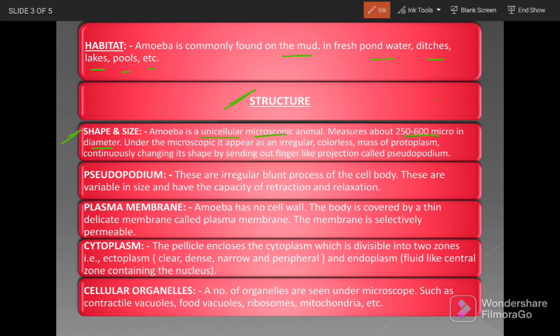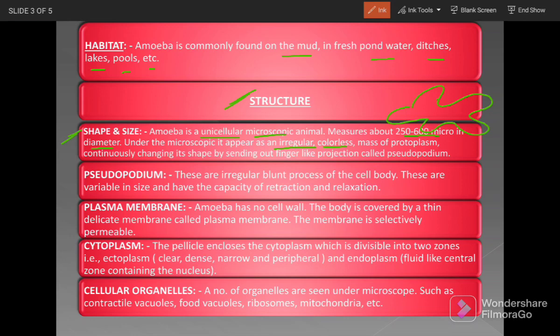Under the microscope it appears irregular. Irregular means it does not have a definite shape and size. It is irregular in shape, like in this way. It does not have any definite shape and size.